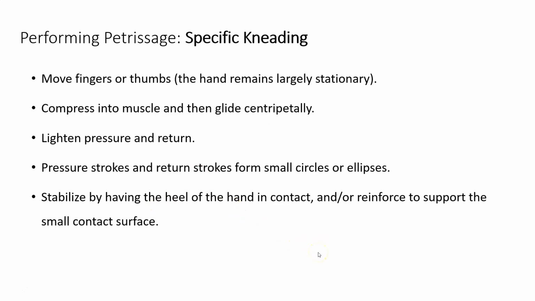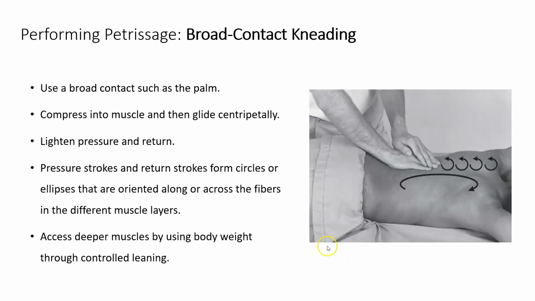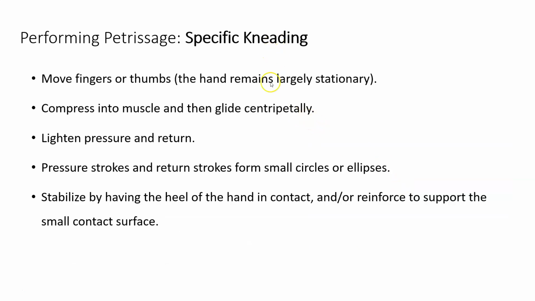Now we stabilize by having the heel of the hand in contact and or reinforced to support the small contact surface. So you can see here that you could use broad contact, but in the same position, you would still have the heel of the hand in the same position, but you'd slightly flex the fingers, so it's the tips of the fingers that are going in. So full palm is broad contact, fingertips would be specific kneading, okay? So you stabilize it by that heel.